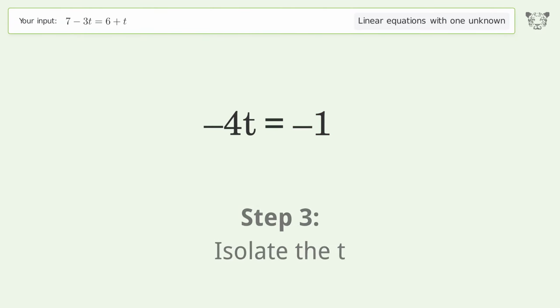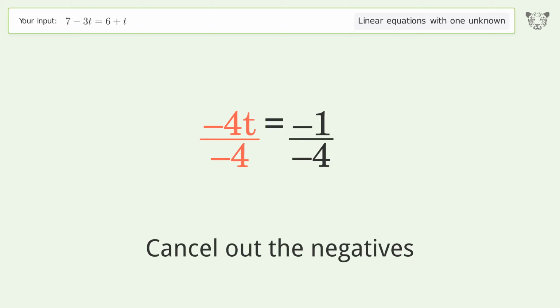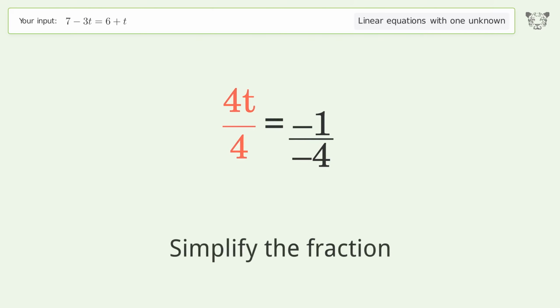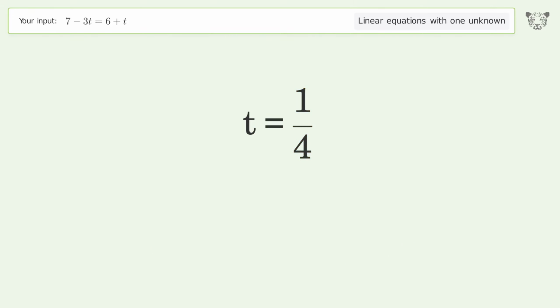Isolate the t. Divide both sides by -4. Cancel out the negatives. Simplify the fraction. Cancel out the negatives. And so the final result is t equals 1/4.